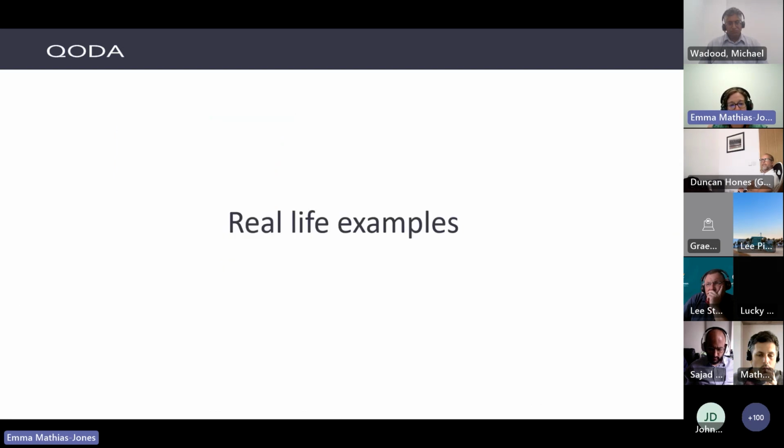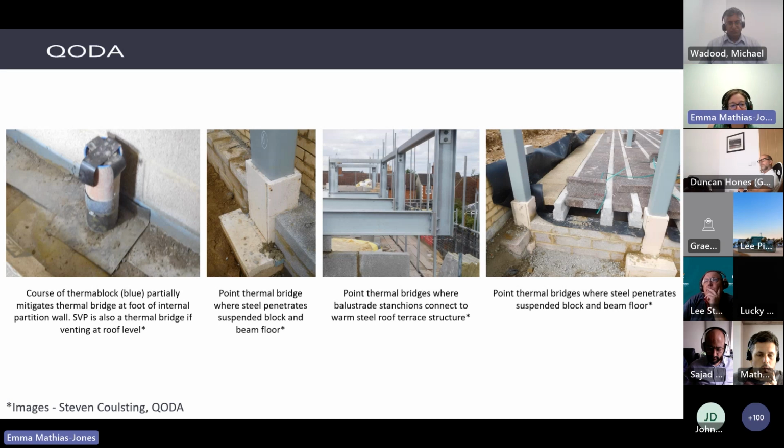Some real life examples. On the far left, you can see there's a course of thermoblock at the foot of the internal partition, which helps reduce that thermal bridge. You've also got your SVP, which would be a point thermal bridge. On the next slide, we've got a steel penetrating the beam and block floor, which would be a point thermal bridge. To help mitigate that, we've got insulation wrapped around it.